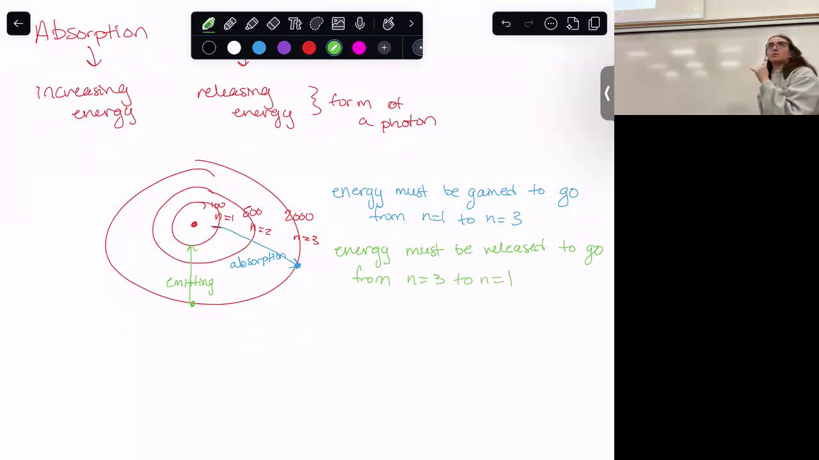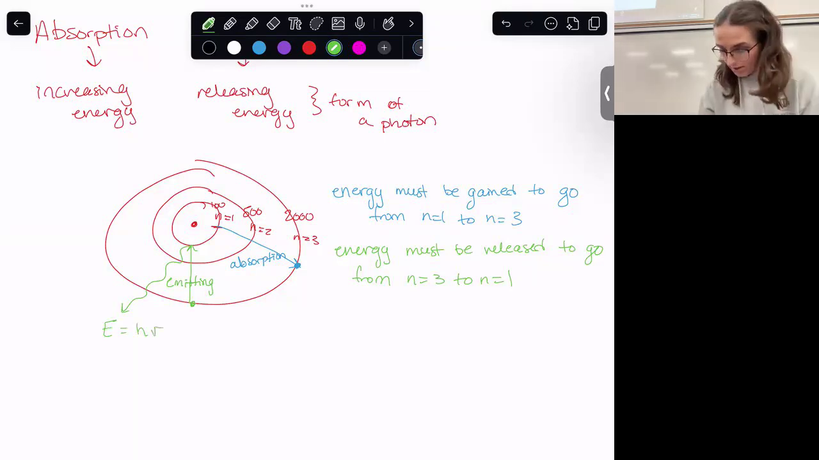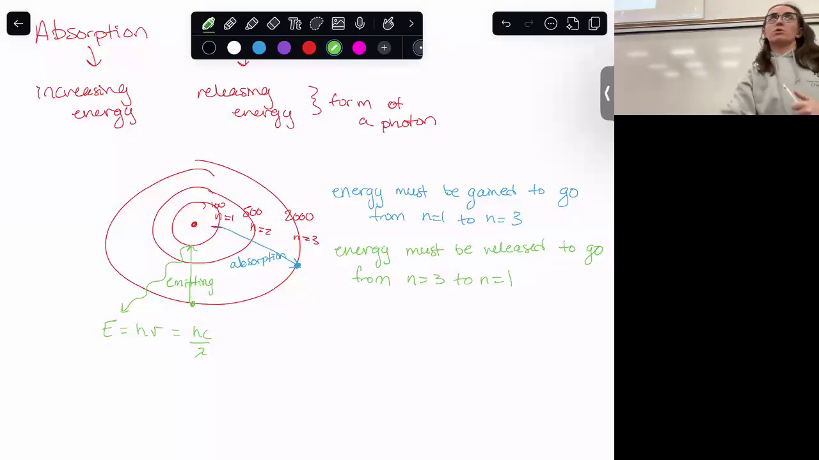Right, to go from n equals 3 to n equals 1. And where does that energy go? It goes into a photon, right? So that change in energy, that energy that I lost when I went from n equals 3 to n equals 1, is now the energy related to h times frequency, or hc over lambda. There's now a frequency and wavelength associated with that photon that was released when I dropped down in energy.